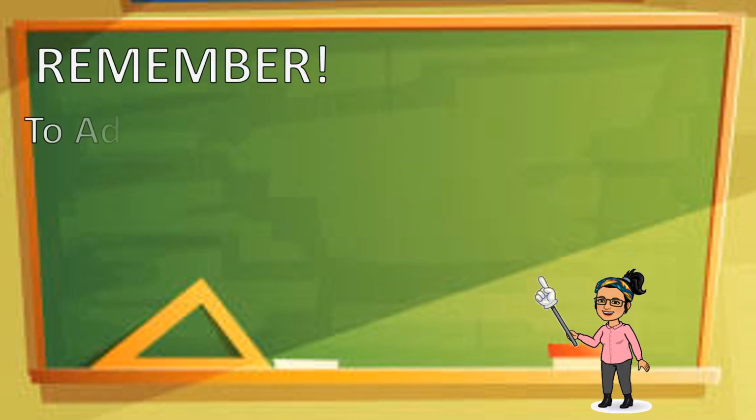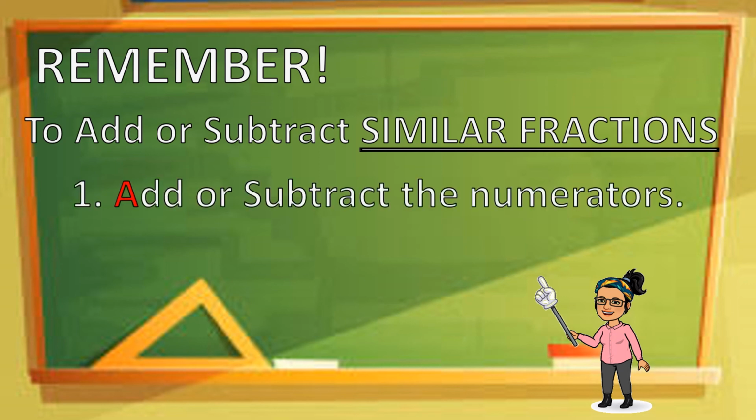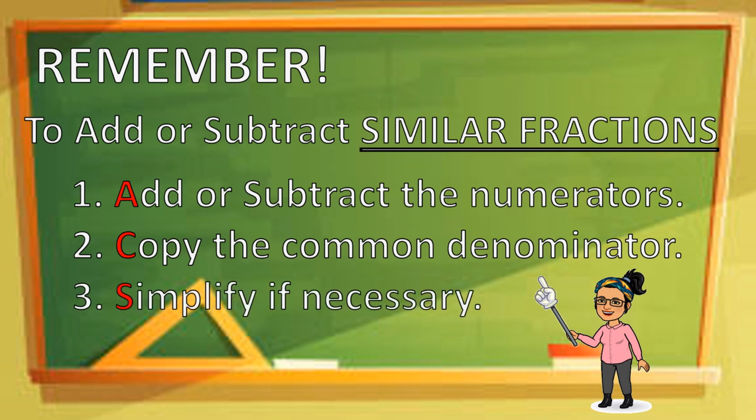Okay, remember to add or subtract similar fractions. First, add or subtract the numerators. Second, copy the common denominator and simplify if necessary. Okay, again, ACS: add or subtract, copy the common denominator, and then simplify. You get that? Okay.